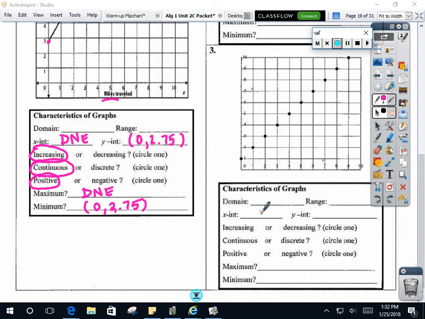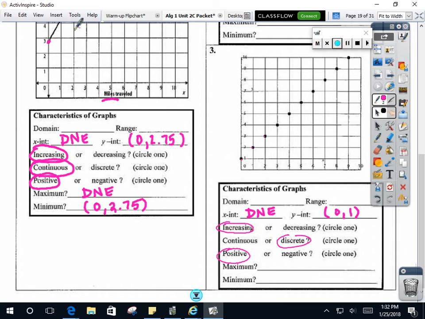X-intercept, is there a point plotted on the x-axis? No, so for this one it does not exist. Is there a y-intercept? What are its coordinates? 0, 1. Is this graph increasing or decreasing? It is increasing because it's going up, so it's positive. Is there data along the whole thing? No, it's discrete because there's only data at this point, this point, this point, and so on.